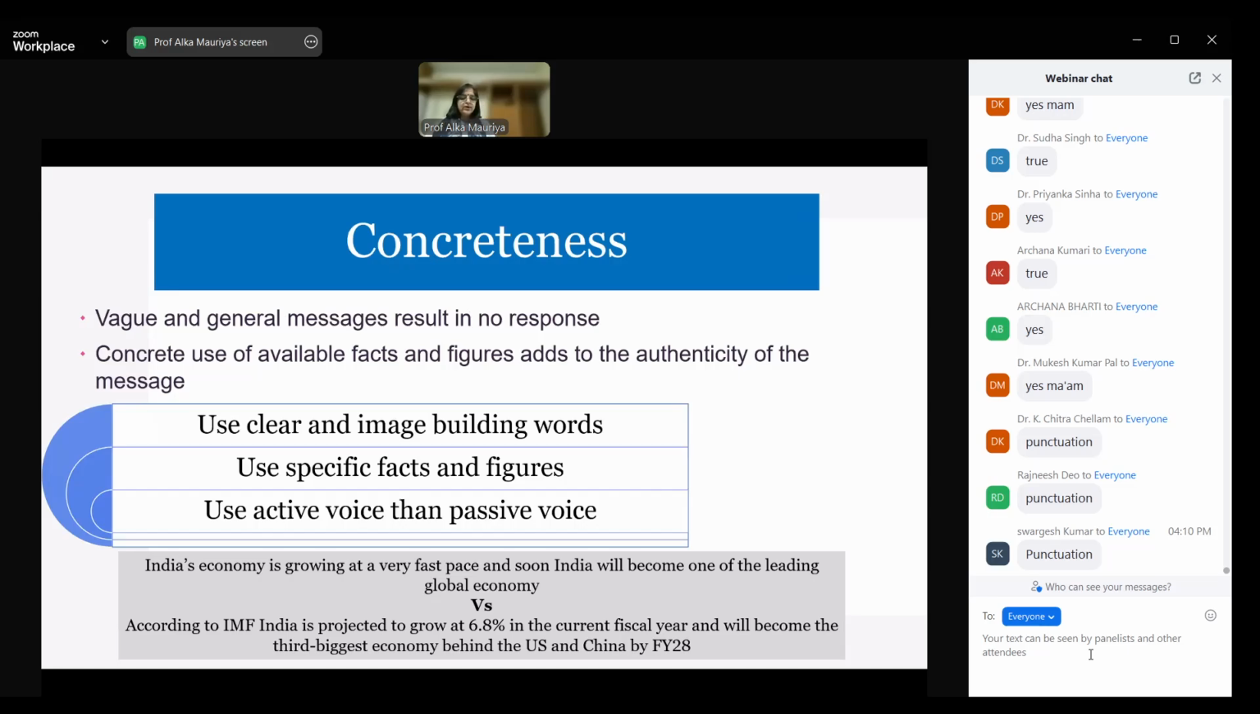And the sentence two is, according to IMF, India is projected to grow at a 6.8% in the current fiscal year, and will become the third biggest economy behind the US and China by financial year 2028. Which sentence is making more meaning to you? Second one. Good, Dr. Chitra. Why? Why do you think second one is more impactful than the first one?